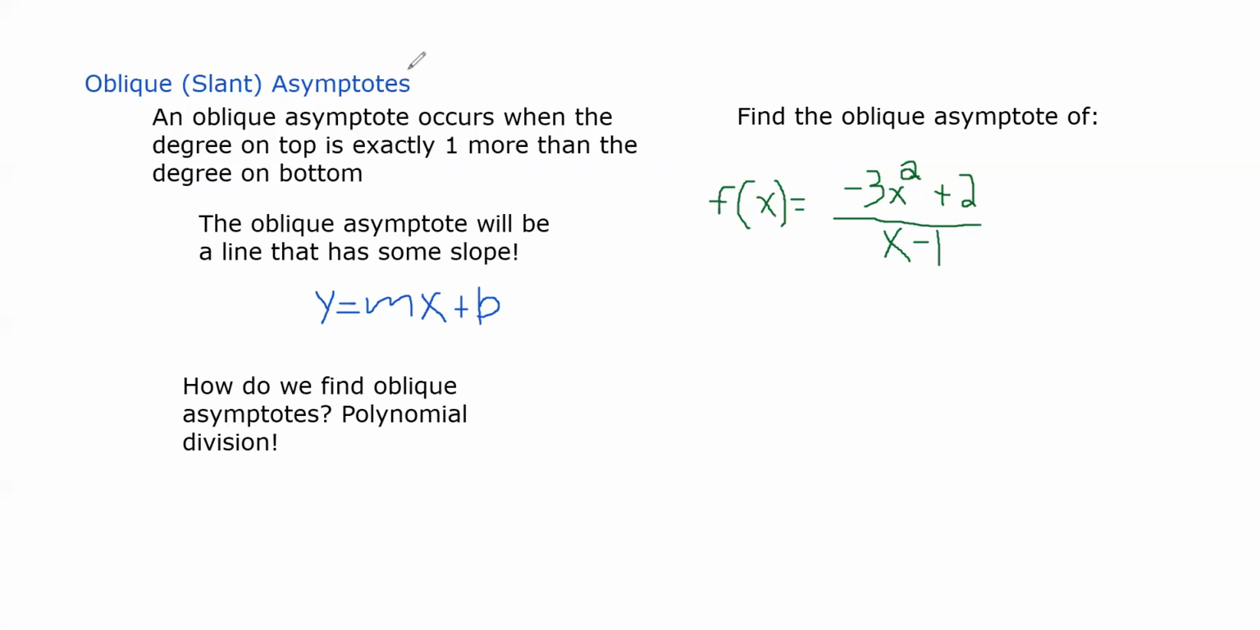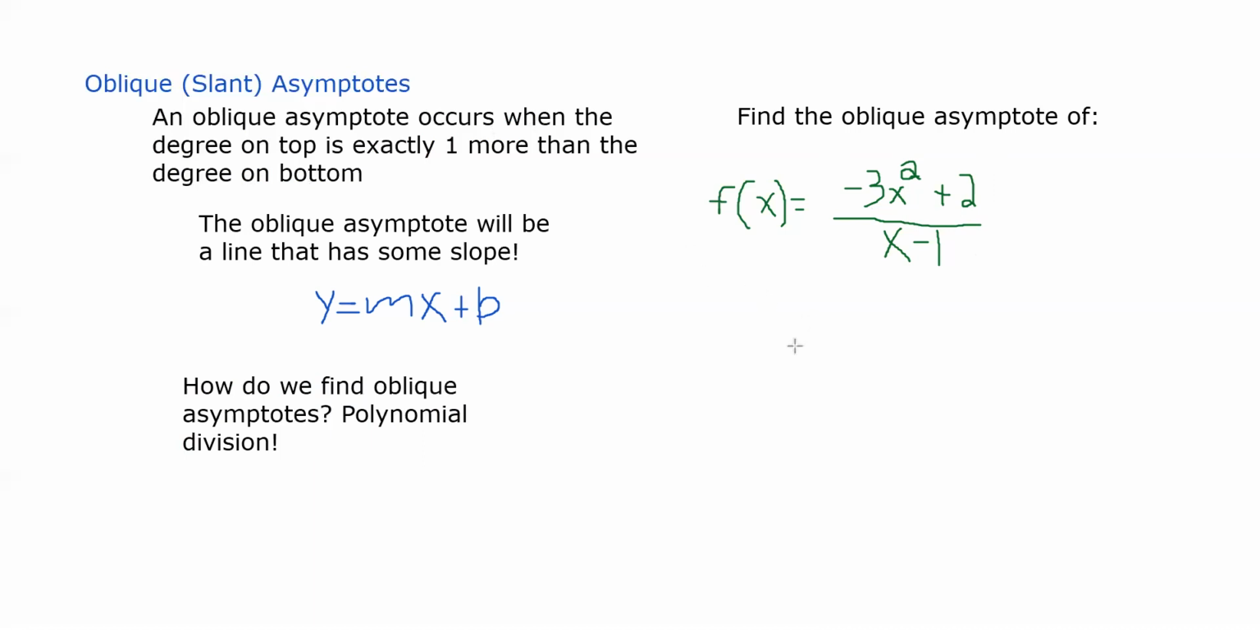What we're going to do is the polynomial division here. And then I'm going to show you a shortcut to it using synthetic division. Because think about it. You have this rational equation. You have a second degree polynomial on top. You have a first degree polynomial on bottom because there's an implied 1 here. So the degree on top is exactly 1 more than the degree on bottom. So this thing is going to have an oblique asymptote.